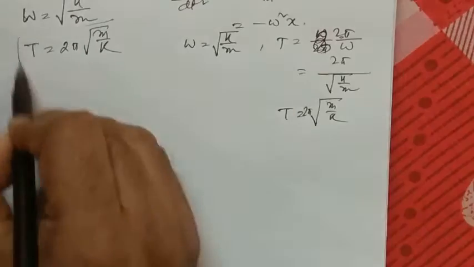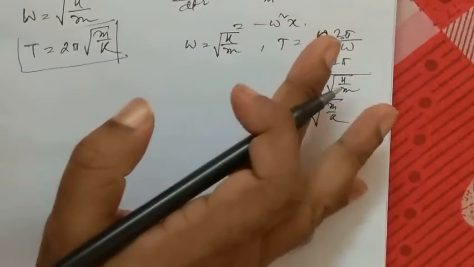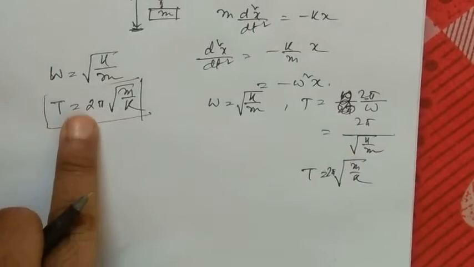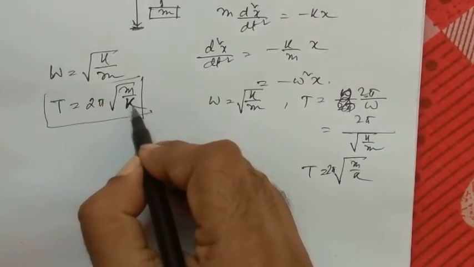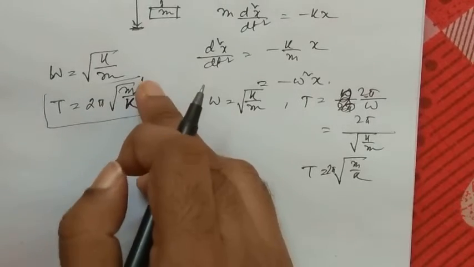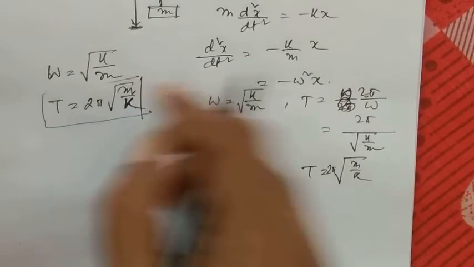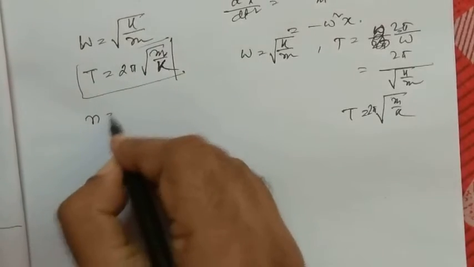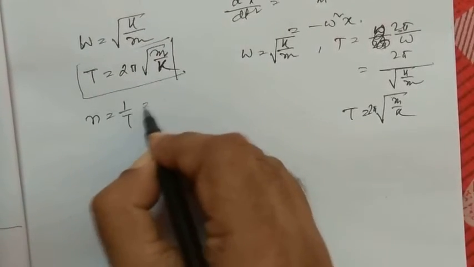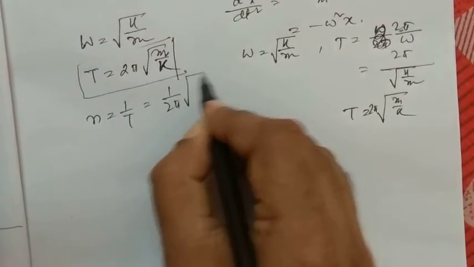Now this is for the spring only and not for any other cases. Here k is the spring constant and m is the mass attached. We can also write the equation of frequency. As you know, frequency is 1 by T, so it becomes 1 by 2 pi root over k by m.